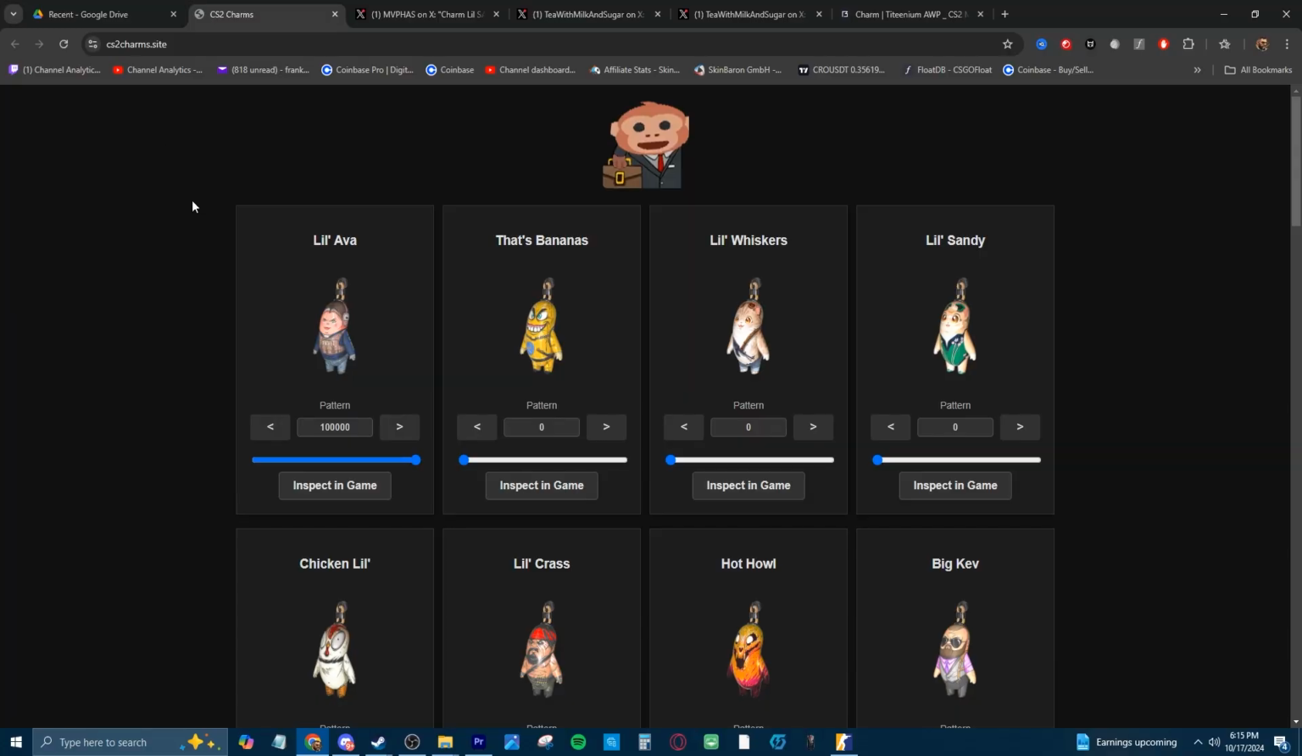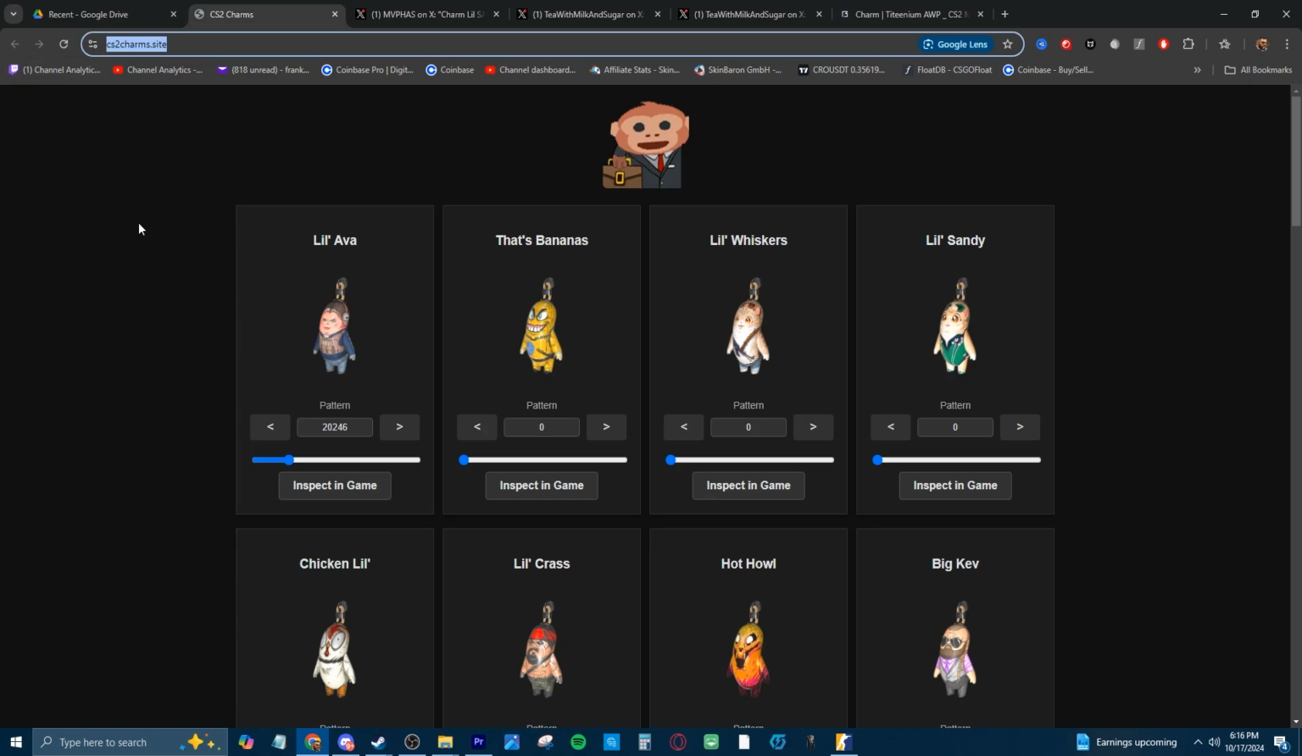First off, checking different pattern IDs. Obviously, these charms change a lot depending on the pattern. 20k can be completely different than 30k, so on and so forth. And there's a couple different ways to check them and differentiate between what a 17,000 and a 19,000 or something would look like.